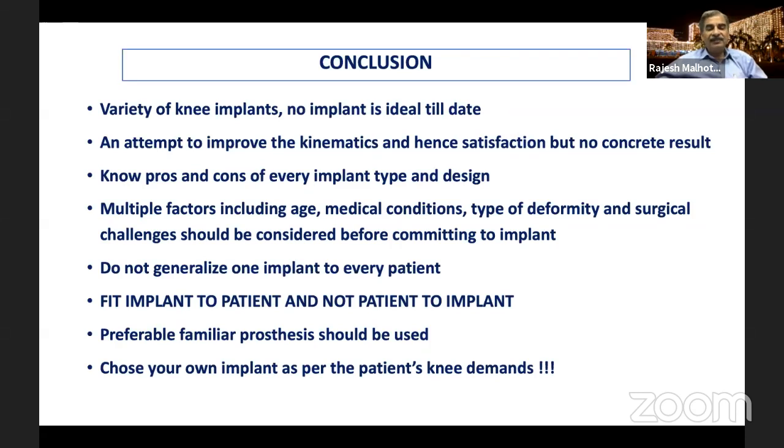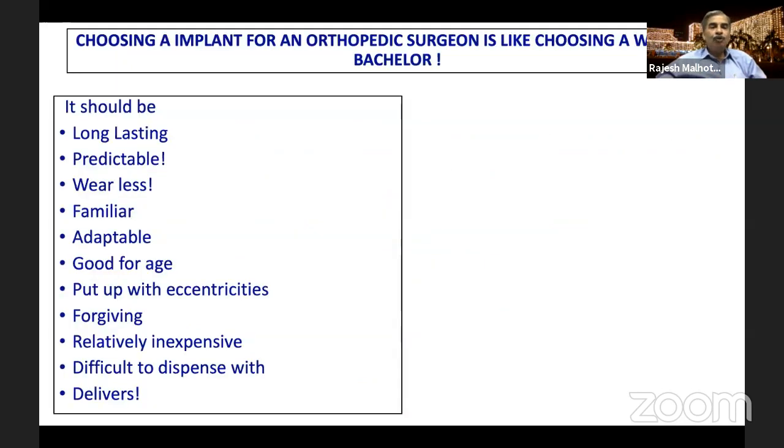Preferably a familiar prosthesis should be used if there is more than one option for the given condition, and choose your own implant as per the patient's need. Choosing an implant for orthopedic surgery is like choosing a wife for a bachelor. It should be long lasting, predictable, wear less, familiar, adaptable, good for age, put up with eccentricities, forgiving, relatively expensive, difficult to dispense with, and it must deliver.